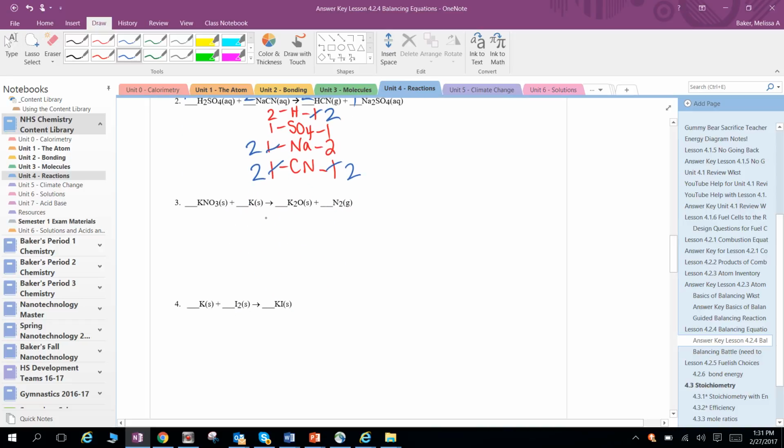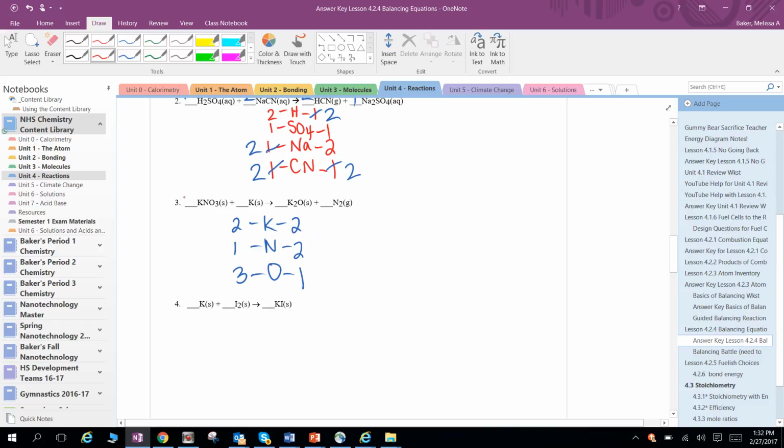For number 3, I've got potassium, nitrogen, and oxygen. I can't keep the nitrate together because it separates. I've got 2 potassium on the left, 2 on the right. 1 nitrogen on the left, 2 on the right. 3 oxygen on the left, and only 1 on the right. So we're going to need to do some balancing here. Let's start with the nitrogens.